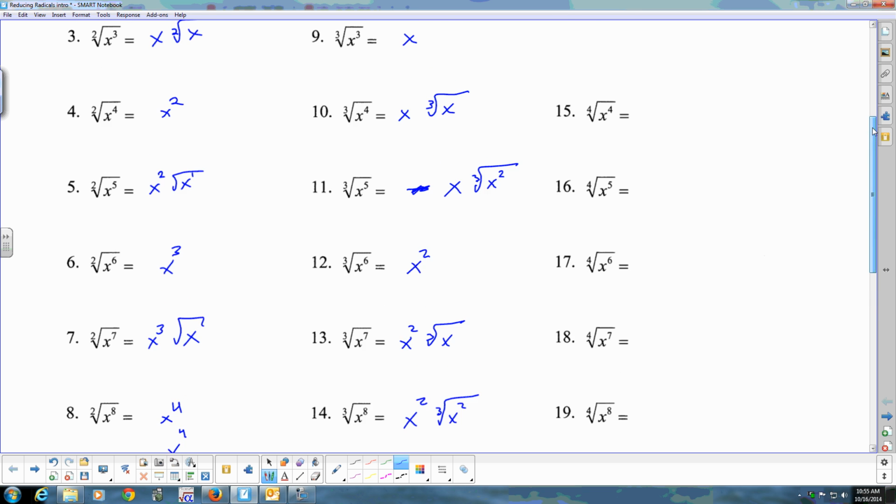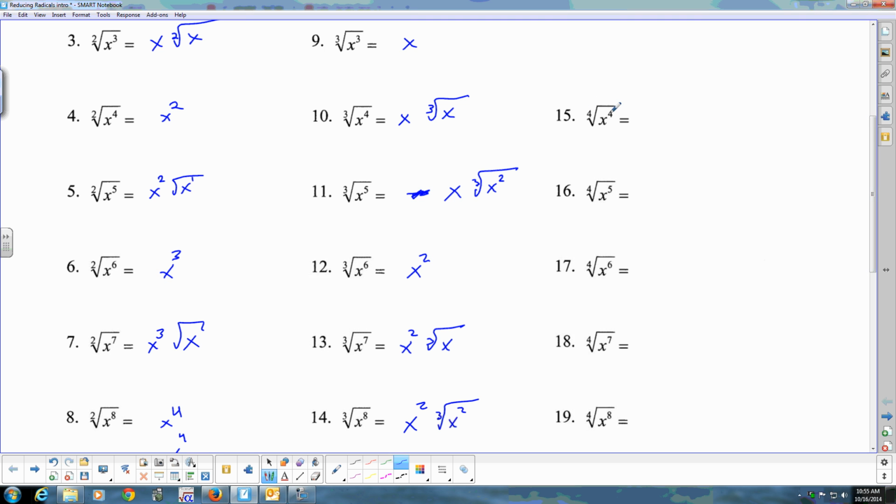If you switch up to 4th roots now, when the power matches the root, it pops out. 4 goes into 5 once, with 1 left over. And again, it's not a square root, so we got to put a number there. 4 goes into 6 once, with 2 left over. 4 goes into 7 once, with 3 left over. 4 goes into 8 twice, with nothing left over.